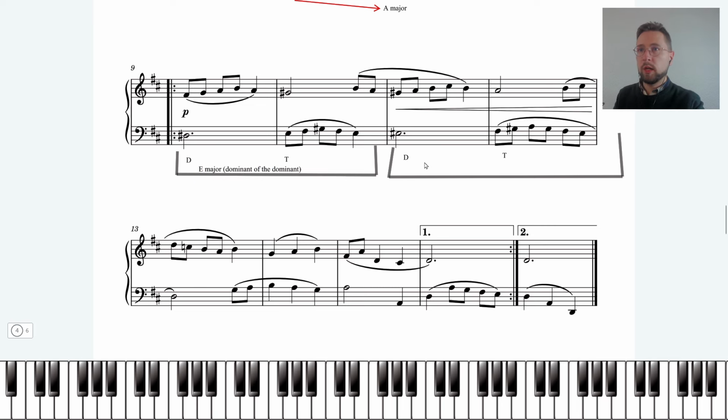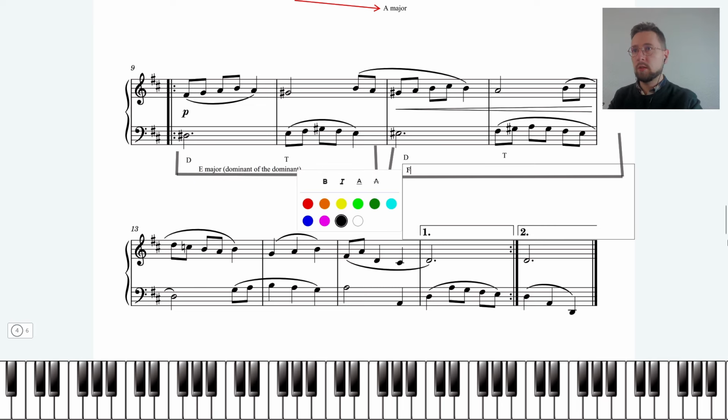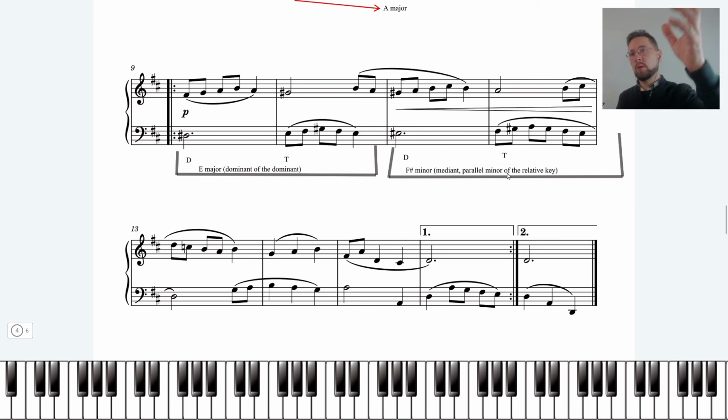And then we have F sharp minor, which is the mediant. So it's the minor mediant, which in this case also can be seen, if you want, as a parallel minor of the relative key. Right, that can be seen a little bit as an obscure concept, but if you go to the relative key, it's B minor, the dominant is F sharp major, the minor parallel key of F sharp major is F sharp minor, and that's what we have there.